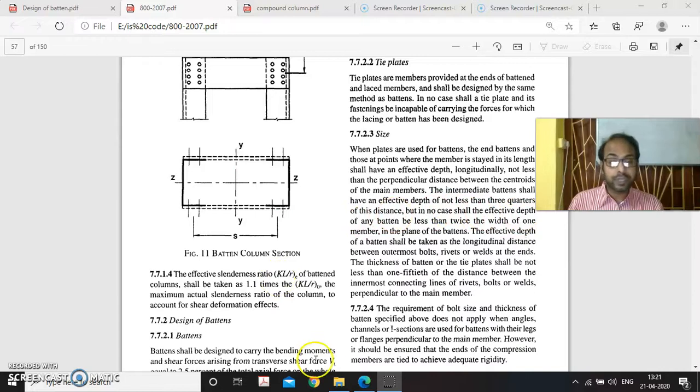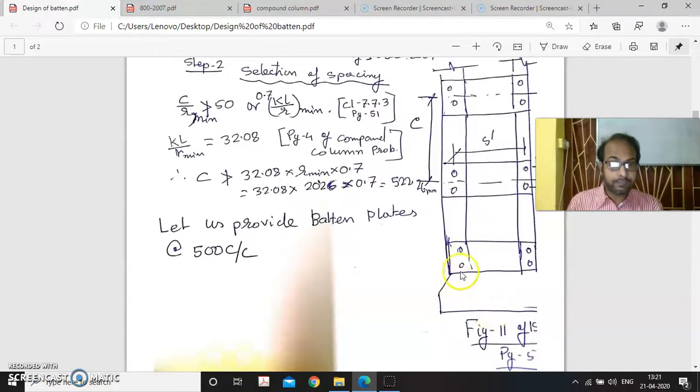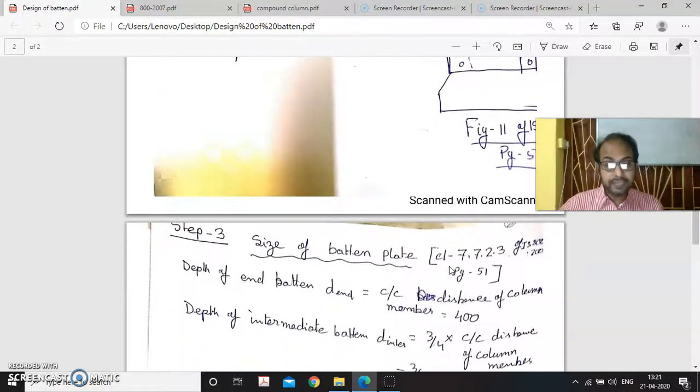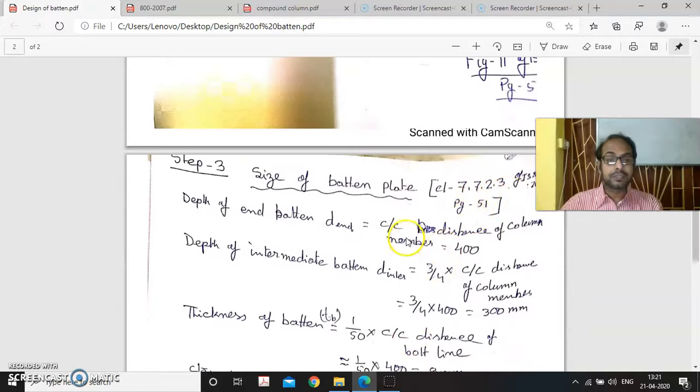So we have two types of batten here. Let us see from the picture. We have intermediate battens, and where it is at the last point just over the base plate, we say that is an end batten. So the end batten should be equal to the center to center distance as per this clause. So the center to center distance is 400 millimeter.